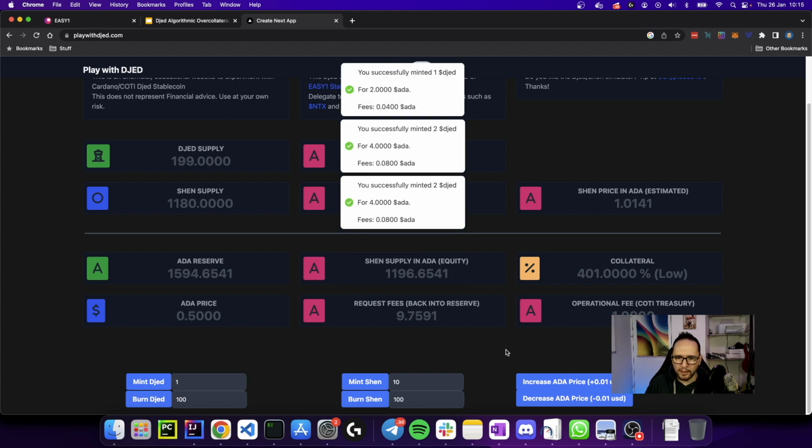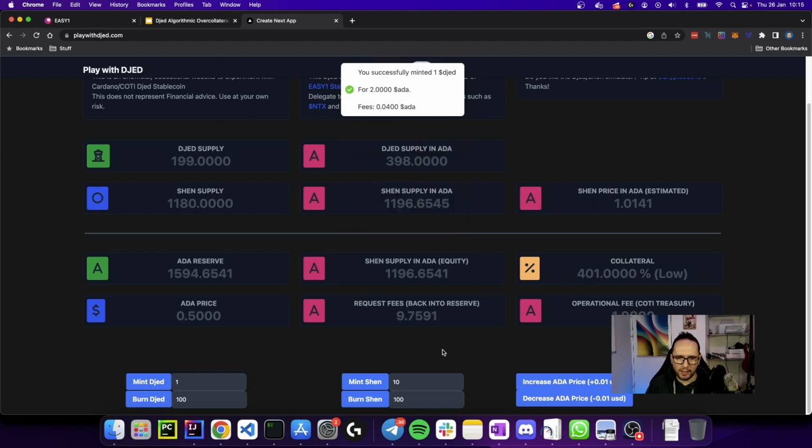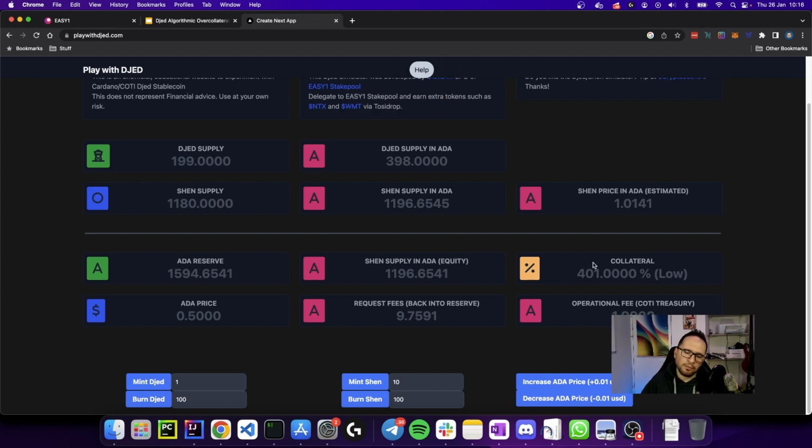And we are at 401. And we can't mint any more Djed. So we are on the lower bound. So let's say that 400% is still a very ideal collateralization, but we think it to be a little bit low. Let's see how the ADA price basically affects the collateralization.